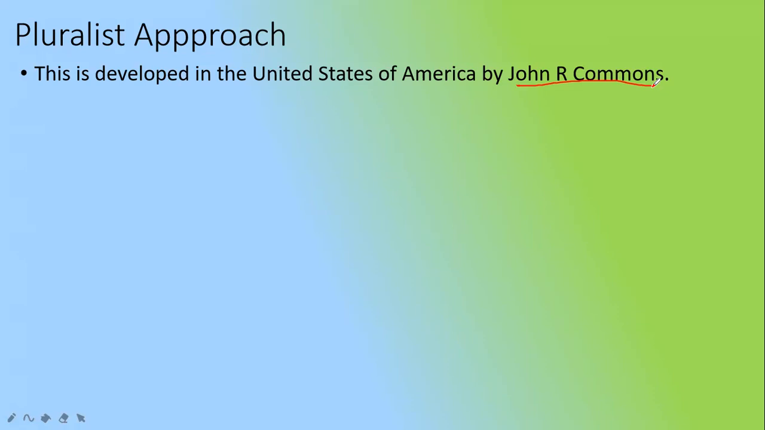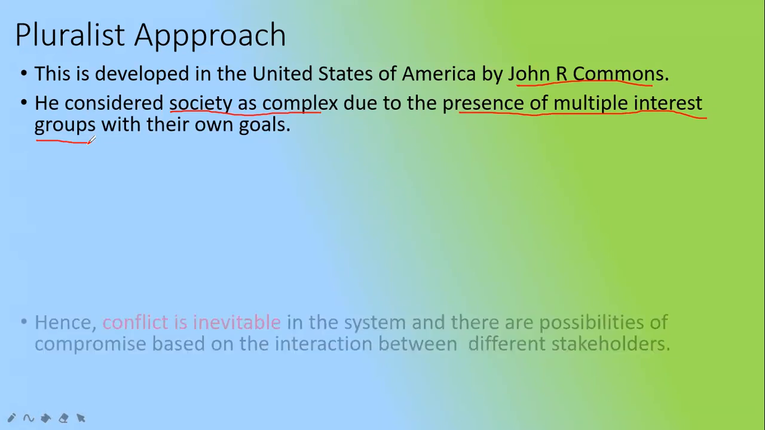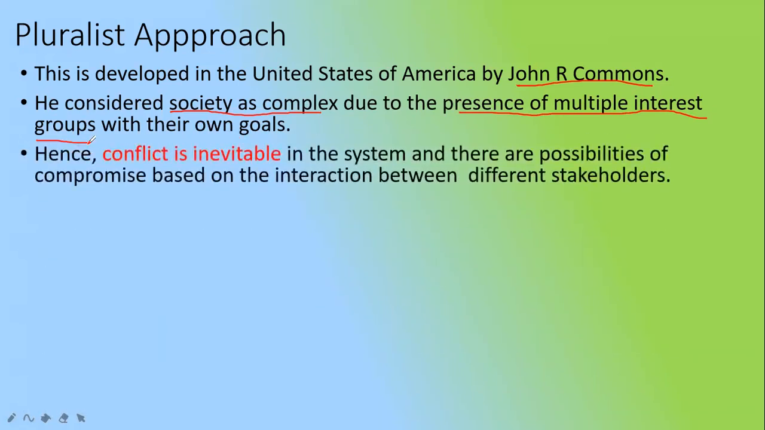When individuals with different values and groups exist, there is definitely a conflict because of the difference in their opinions. He considers society a complex system due to the presence of multiple interest groups with their own goals, and hence conflict is said to be inevitable.